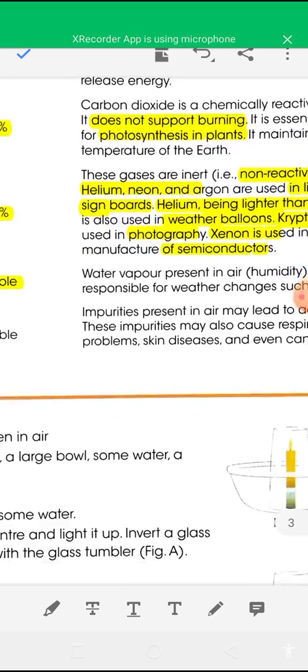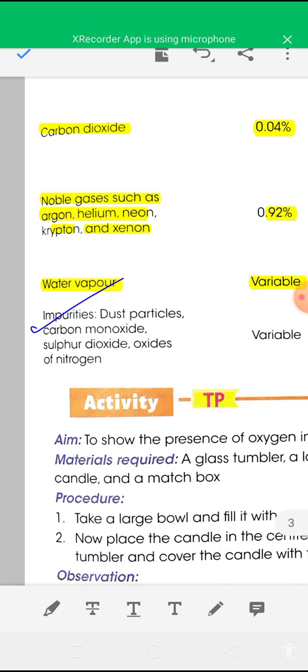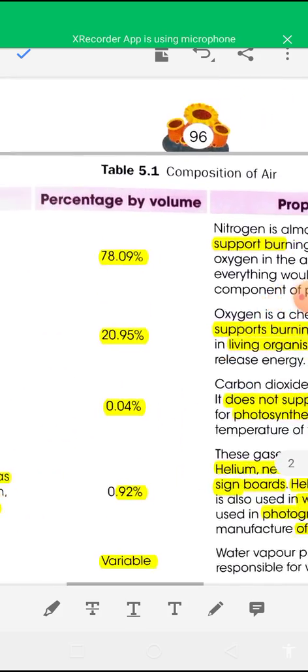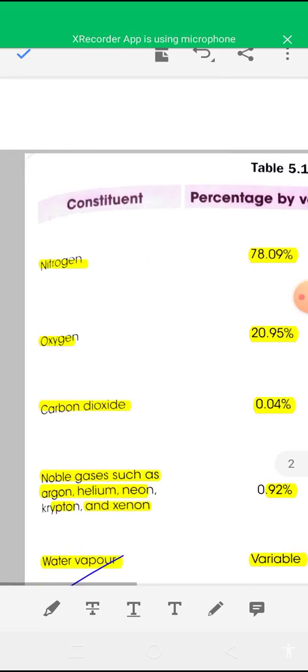So these are the properties of the gases in this tabular form. The properties of the gases and their effects are also given, along with their percentages.